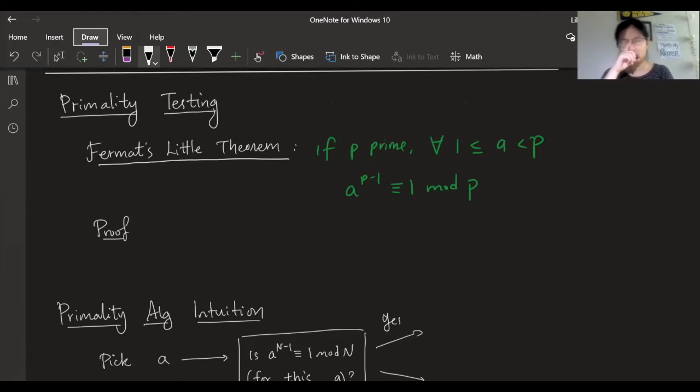What does this mean? So if I have P equals prime, then this equation holds for every choice of A between 1 and P. That's just every number that's in this field except for 0. Right? Because 0, of course, you can't get to 1 mod P, but everything else can. Okay, let's quickly prove this.